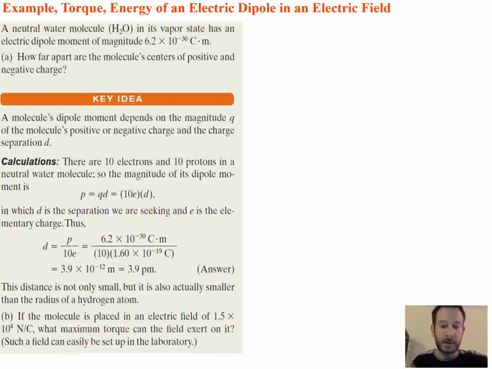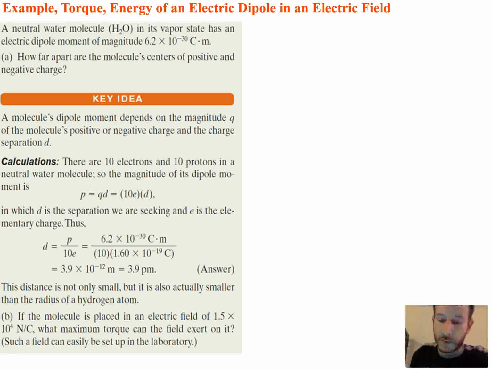Okay, so let's go and do an example. A neutral water molecule, H2O, in its vapor state has an electric dipole moment of magnitude 6.2 times 10 to the negative 30 coulomb meters. How far apart are the molecule's centers of positive and negative charge?